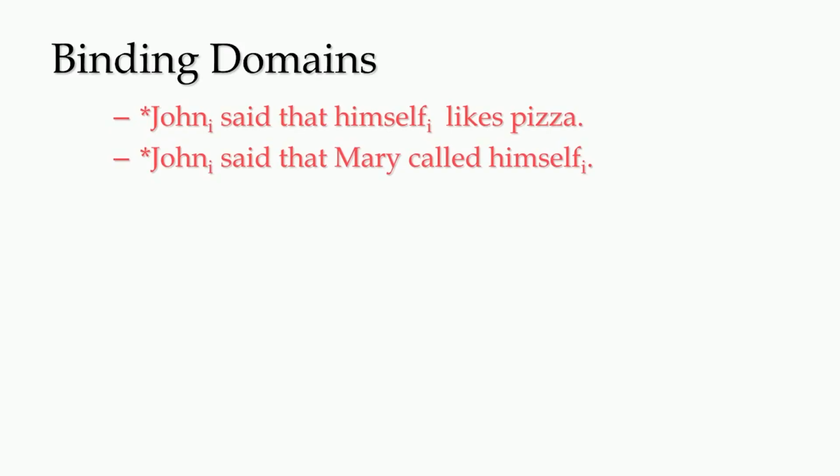John said that himself likes pizza. This sentence is ungrammatical, and John said that Mary called himself. This sentence is ungrammatical too. Now given the 2 conditions that we have seen so far, that anaphors must have a co-indexed antecedent, this condition is fulfilled in both sentences, as the anaphors have their co-indexed antecedent John in both, and the antecedent must c-command the anaphor. In both sentences, antecedents c-command anaphors.